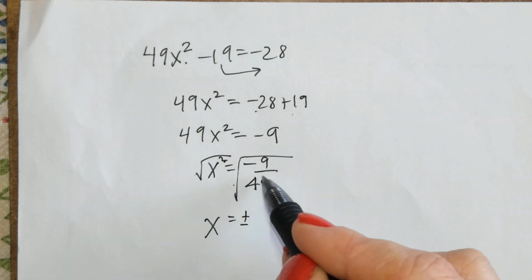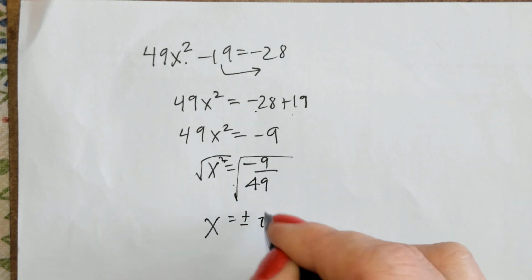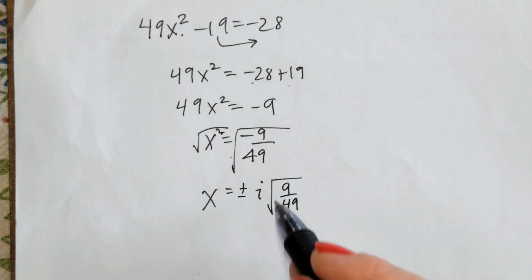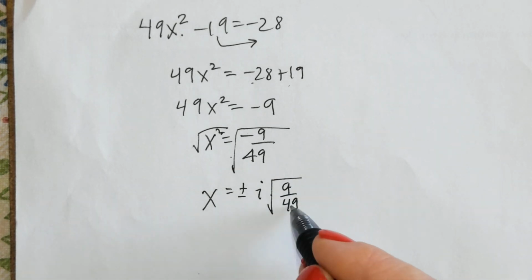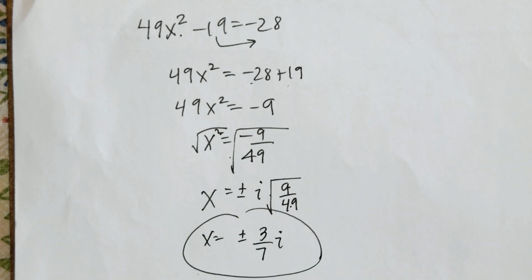Also, you can't take the square root of a negative number, so that's going to come outside and become an i. And now you can evaluate what we have inside. I know the square root of 9 is 3, and the square root of 49 is 7. Final answer.